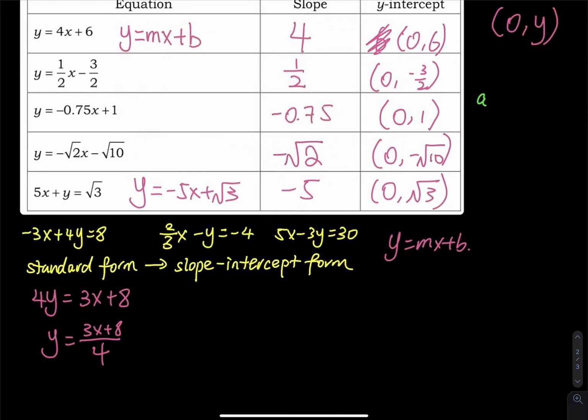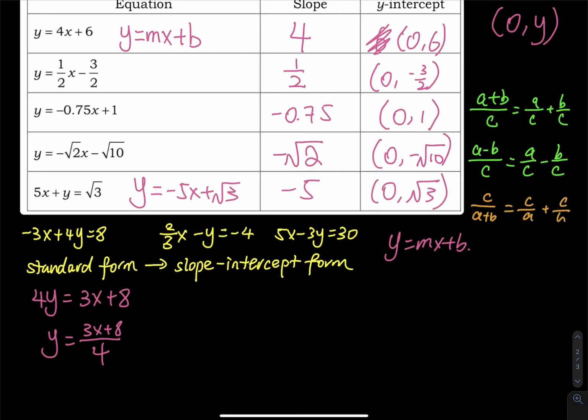One algebra rule that I have to remind you of is this. If you have a plus b divided by c, that is equal to a divided by c plus b divided by c. If you have a minus b divided by c, that is a divided by c minus b divided by c. But on the other hand, if you have c divided by a plus b, you cannot put that as c divided by a plus c divided by b. This is totally wrong. So the 2 green equations are right, the orange equation is wrong. Okay, back to this problem.